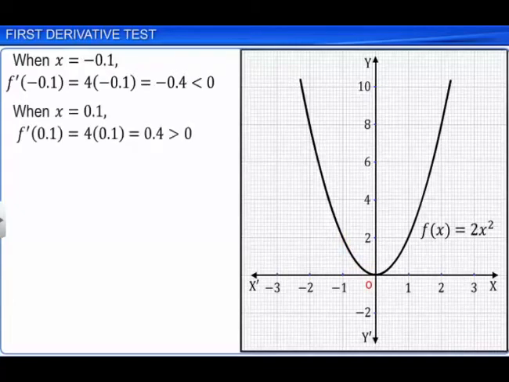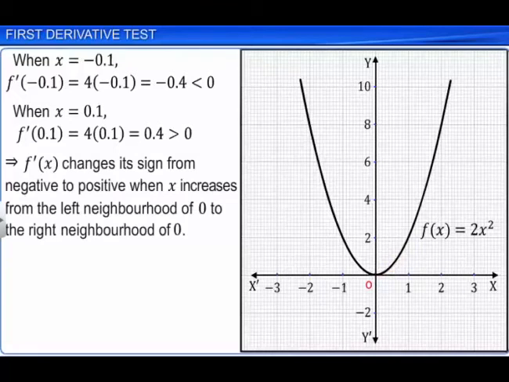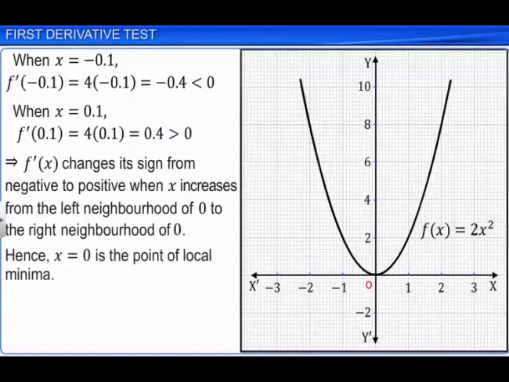It means that the derivative of the function f changes its sign from negative to positive when x increases from the left neighborhood of 0 to the right neighborhood of 0. Hence, we can say that x is equal to 0 is the point of local minima. This discussion leads us to the mathematical definition of local minima and local maxima.